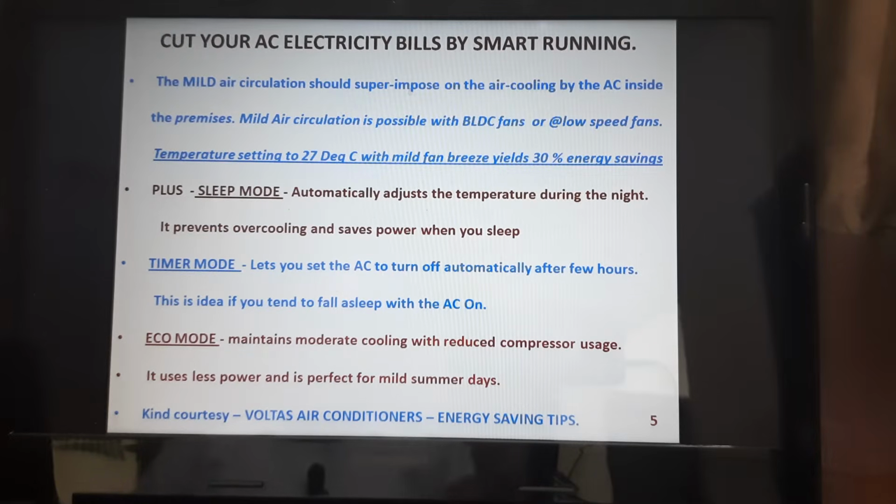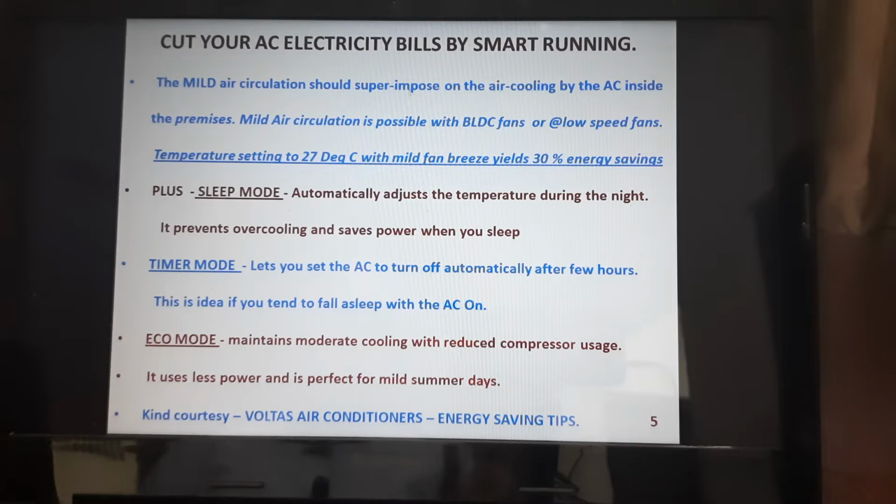Apart from the temperature setting of the air conditioner, the latest air conditioners have a lot of smart modes available, such as the sleep mode, which automatically adjusts the temperature of the air conditioner during the night, and it prevents the overcooling and thus saves power whenever you are sleeping.